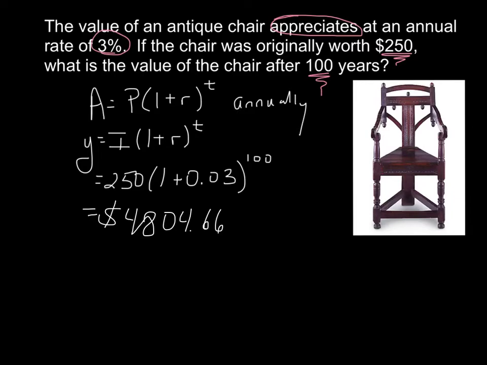$4,804.66. Now when you put this in your calculator, be very careful and make sure that you follow the right order of operations: parentheses, then exponents, then you'll multiply by the $250. So you see here that after 100 years, a chair that was worth $250 would be worth almost $5,000.